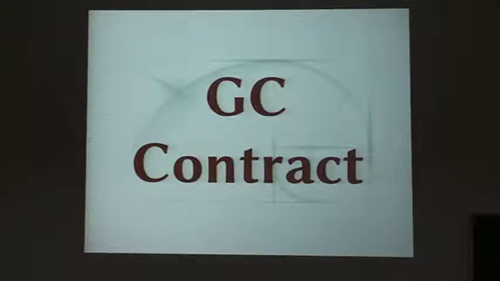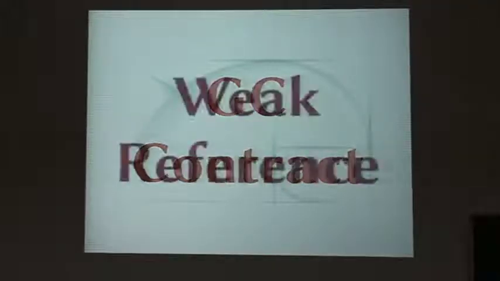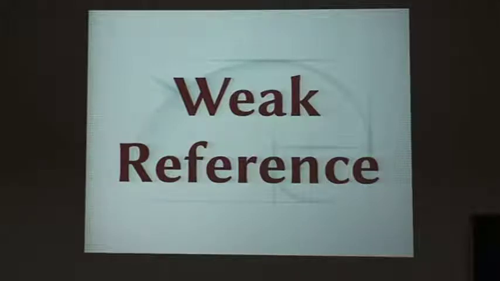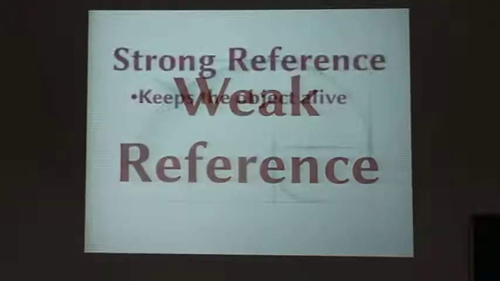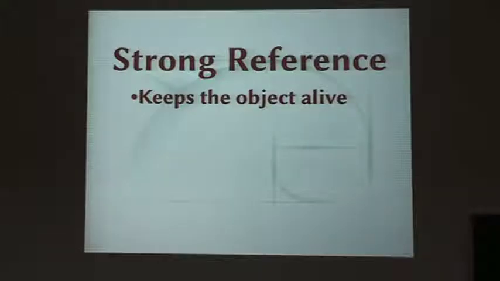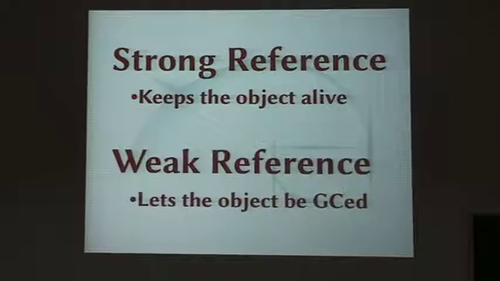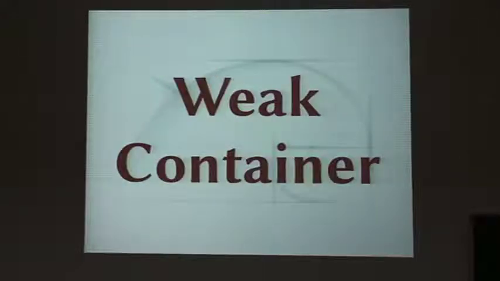For a long time, Smalltalks have provided finalization through a modification to this contract, which is the weak reference. And so we have a weak reference implies there must be a strong reference, which is our ordinary reference, and it keeps the object alive. Now the weak reference is a channel to send a message to the object, but it lets the object be garbage collected. And this weak reference is usually in some kind of weak container, often a weak array.